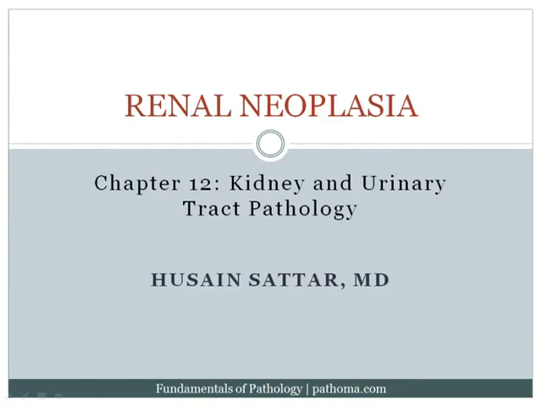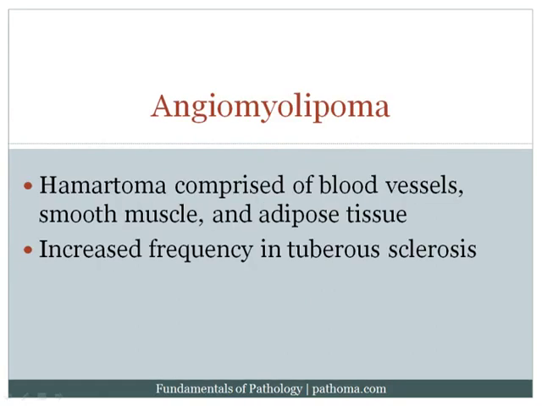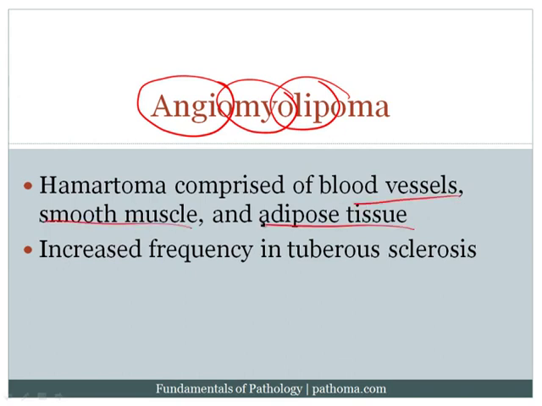This section deals with renal tumors. The first tumor that we want to cover is an angiomyolipoma. Angio means blood vessel, myo means smooth muscle, and lipo means fat. And so this is a tumor, a hamartoma in particular, that's comprised of blood vessels, smooth muscle, and adipose tissue.